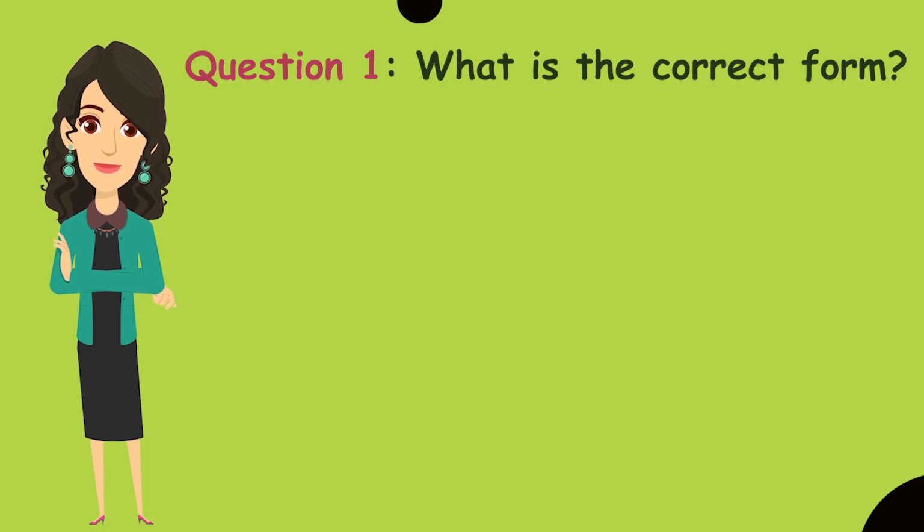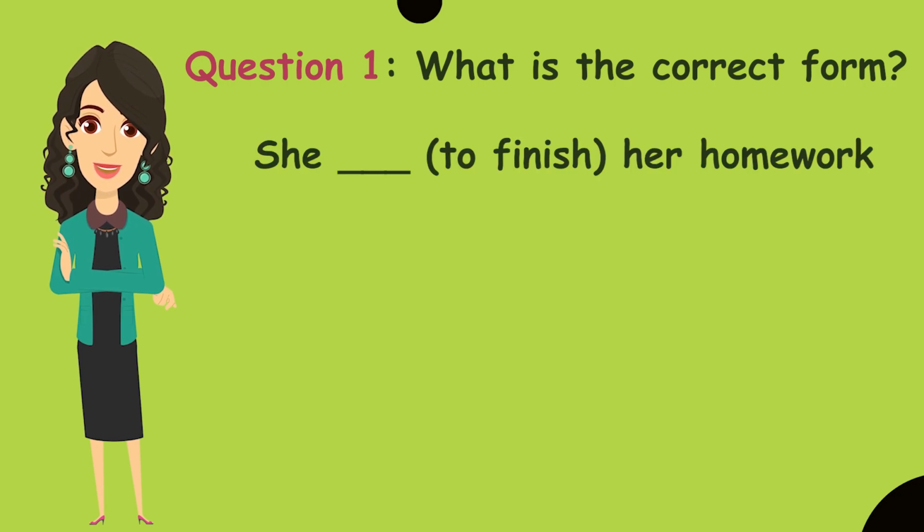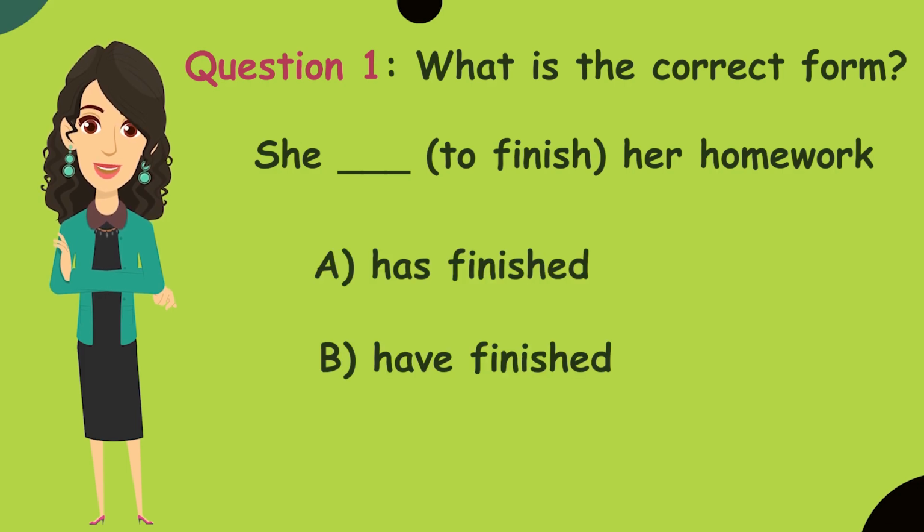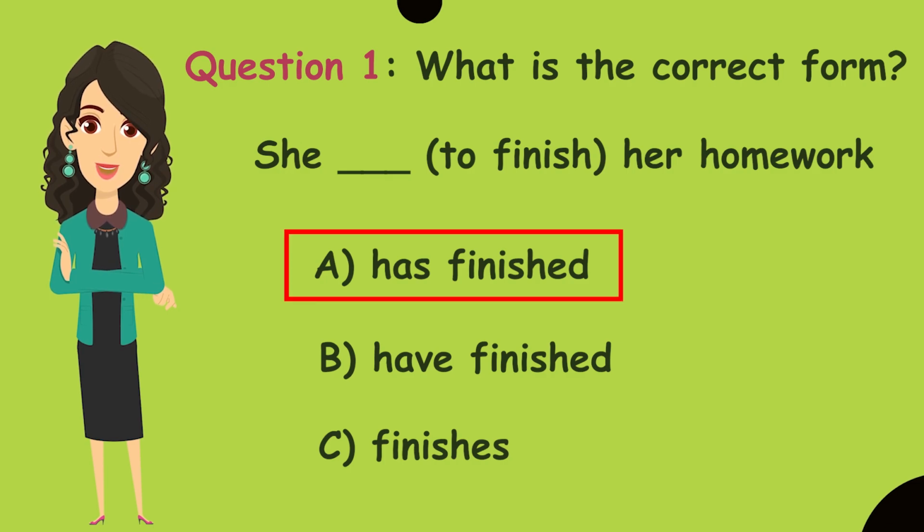Question 1. What is the correct form of this sentence? She, to finish her homework. Has finished. Have finished. Finishes. The correct answer is A. She has finished her homework.